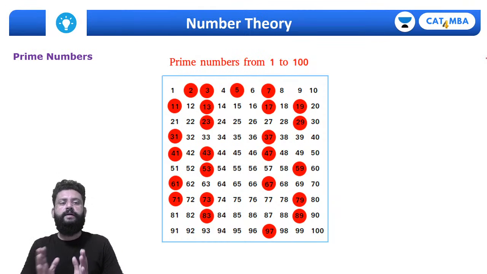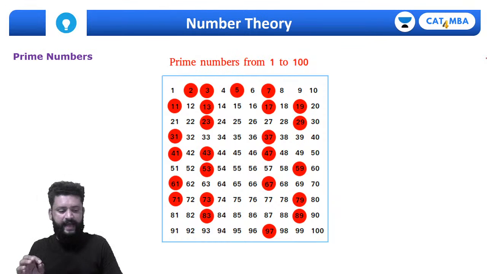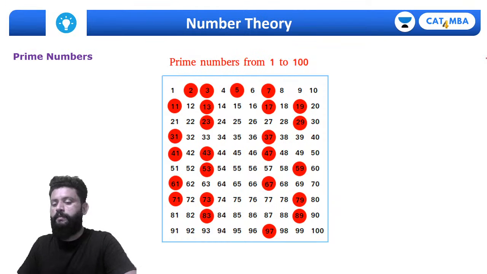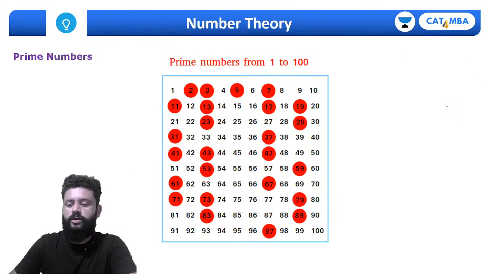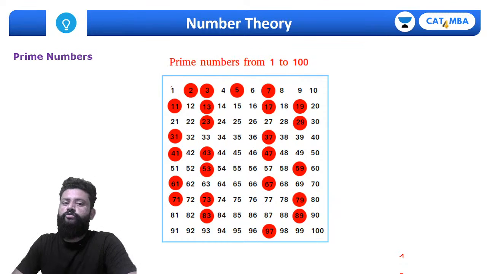Let's go, so what are prime numbers, guys? Everyone knows, a number which has exactly two factors. The number which has exactly two factors. One itself is not a prime number because one does not have two factors, right? One has exactly one factor.